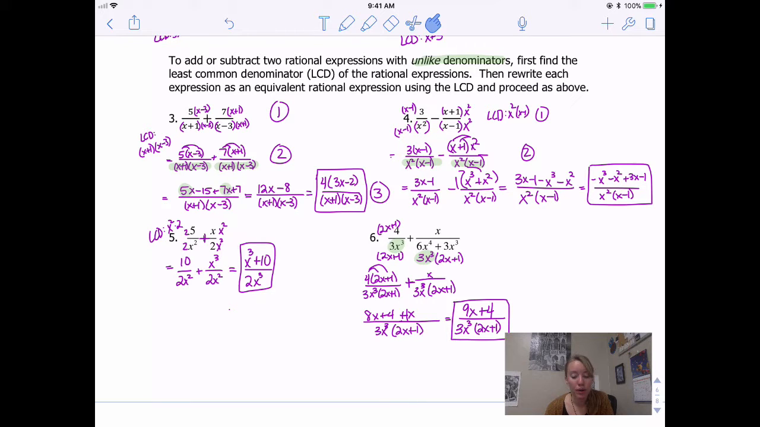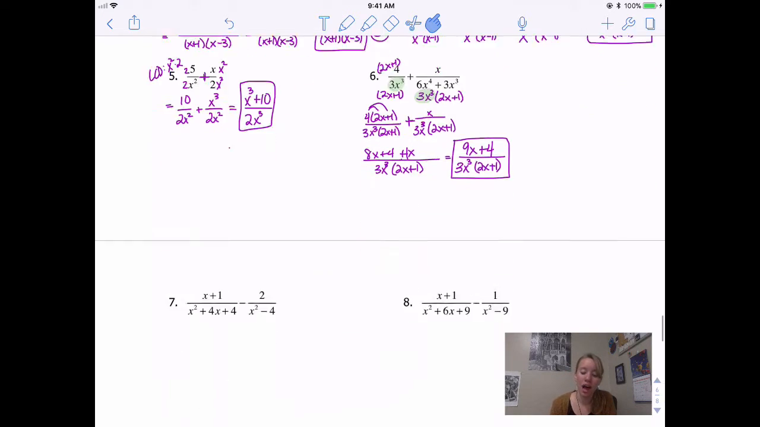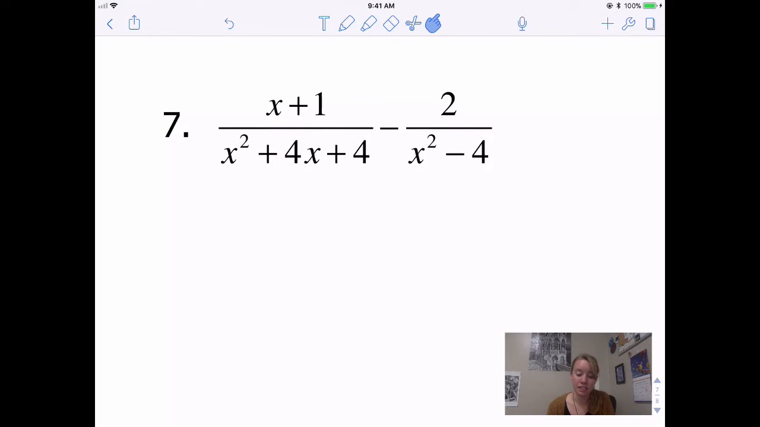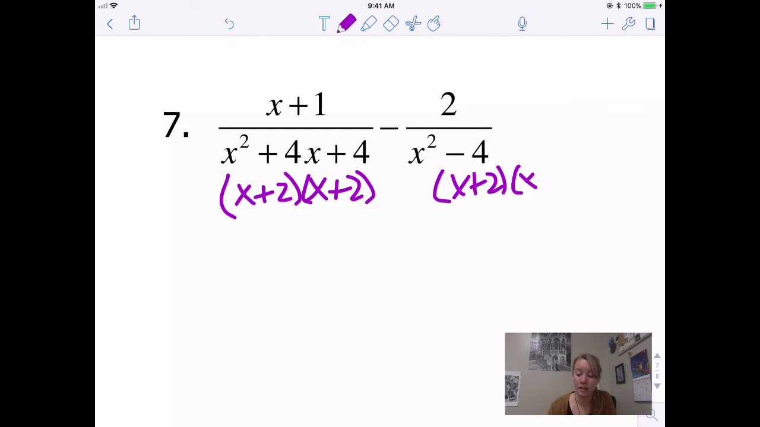Okay, so that's the kind of problems where the LCD is a little easier to find. Number 6 is the first time we start factoring. All of the ones on the second page we're going to have to factor and then keep going. So number 7, it's hard to see what our common denominator is right now. So what we're going to do is we're going to factor. I get x plus 2 as my denominator for the first. And then I get x plus 2, x minus 2 for the denominator on the second.